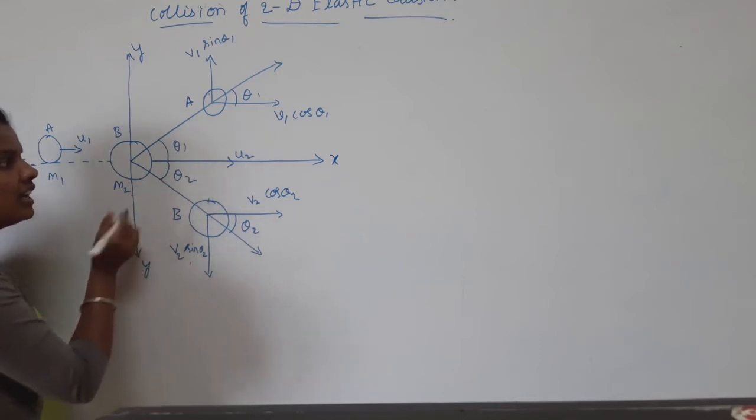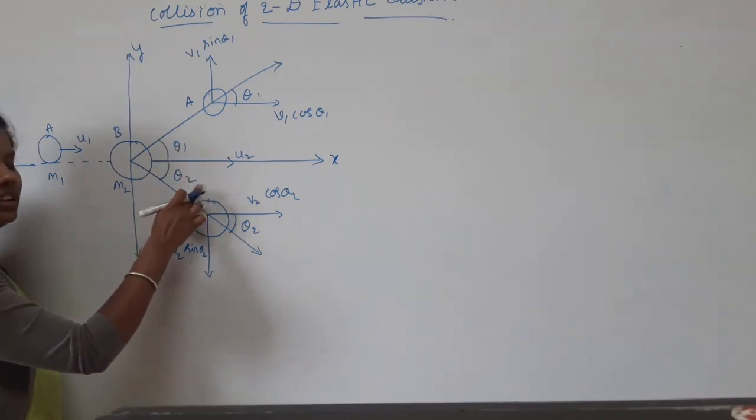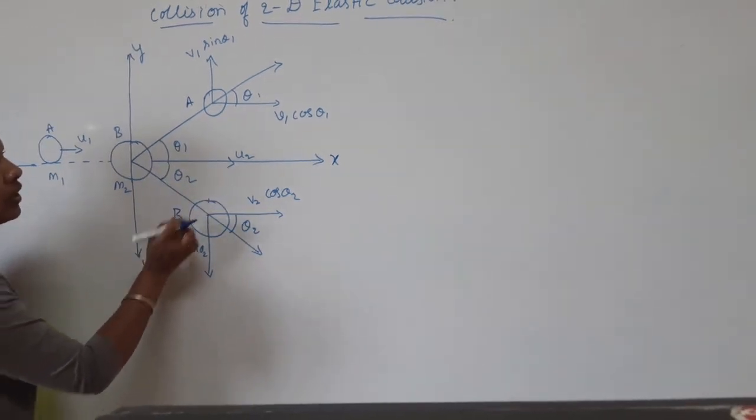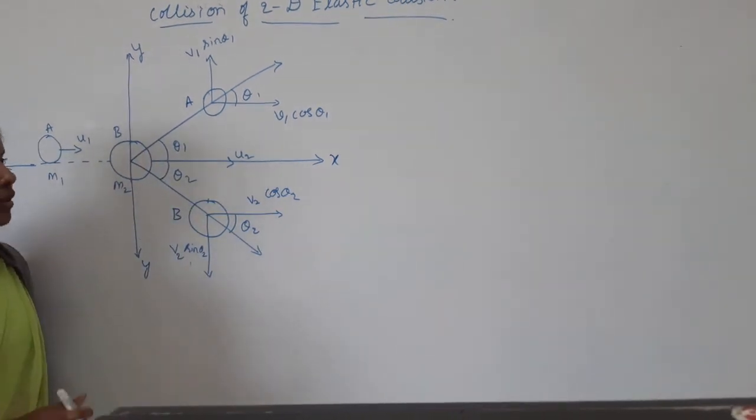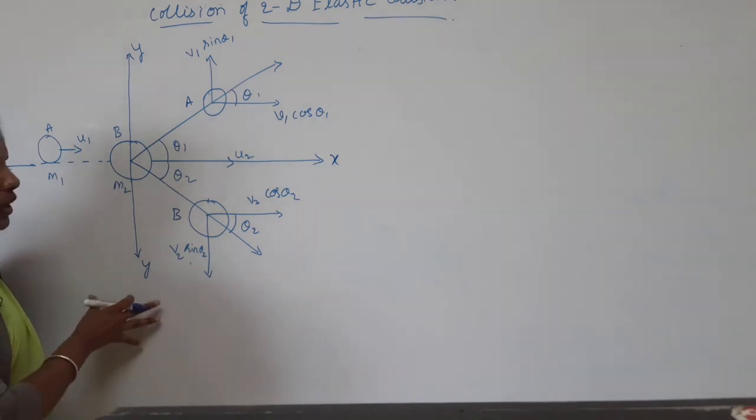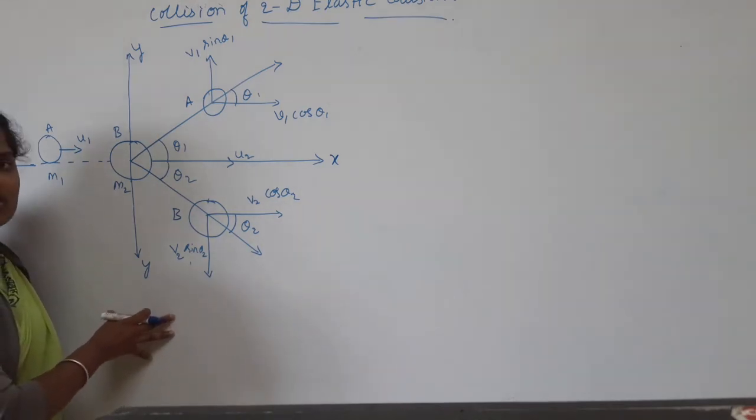After collision both bodies will take different directions, creating an angle. They are deflected at angles theta 1 and theta 2, with masses m1 and m2. Here also we need to calculate the kinetic energy and the momentum of the bodies in a two-dimensional elastic collision.